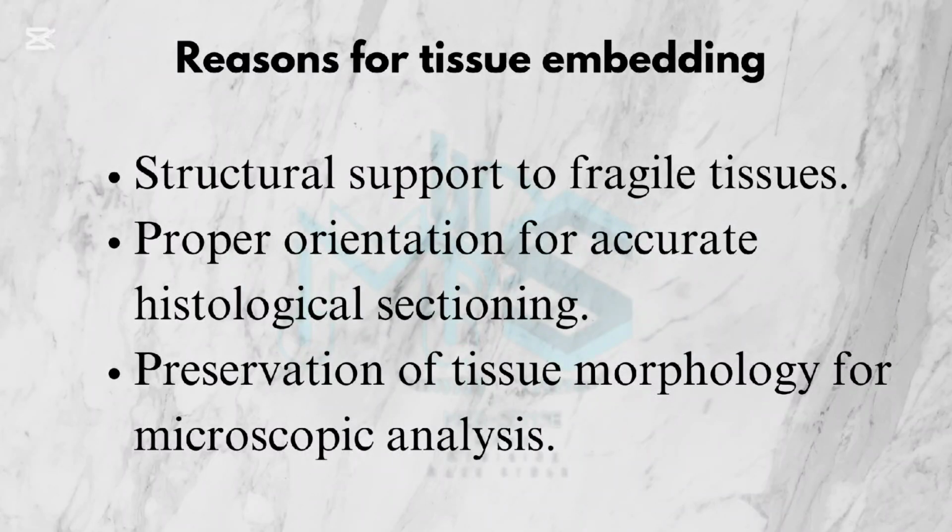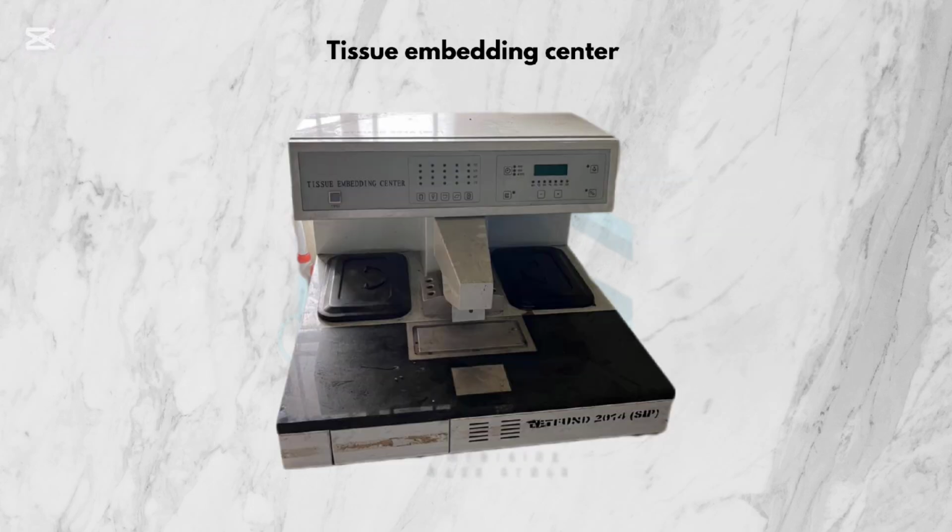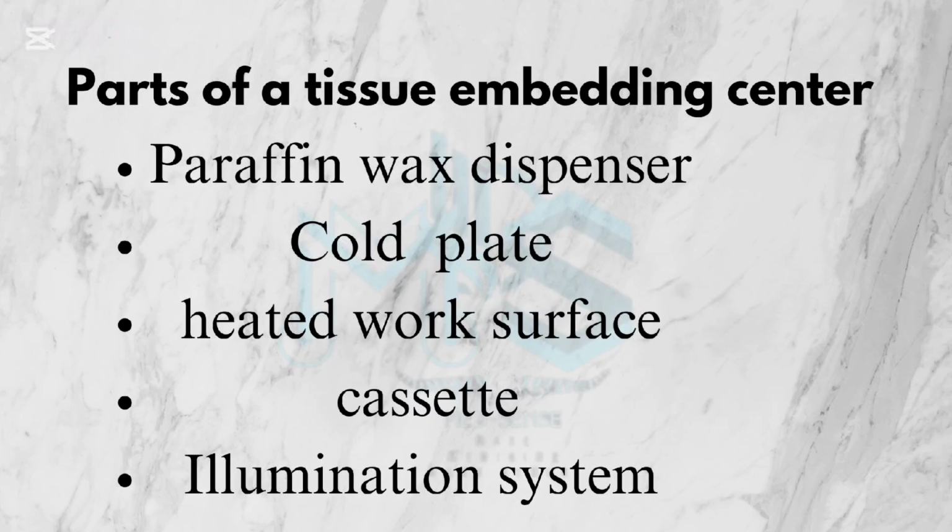Reasons for tissue embedding. Really, why should tissues be embedded? Now let's find out. For structural support to fragile tissues, proper orientation for accurate histological sectioning, preservation of tissue morphology for microscopic analysis. Now on this slide, this is the picture of a tissue embedding center. This picture doesn't exactly do justice to how big this machine actually is in reality. Now, parts of the tissue embedding center may or may not be necessary, but still look into them.